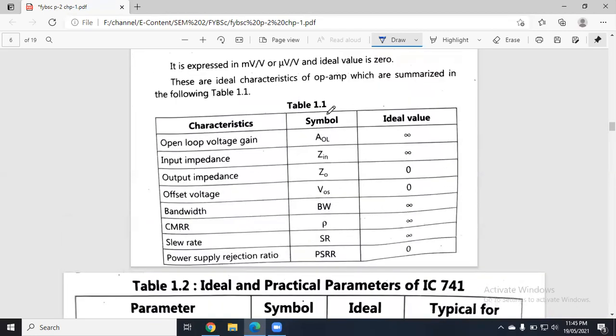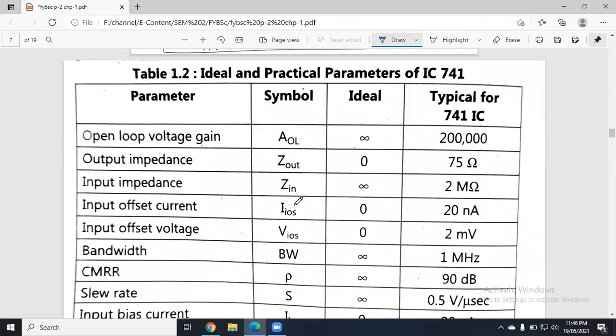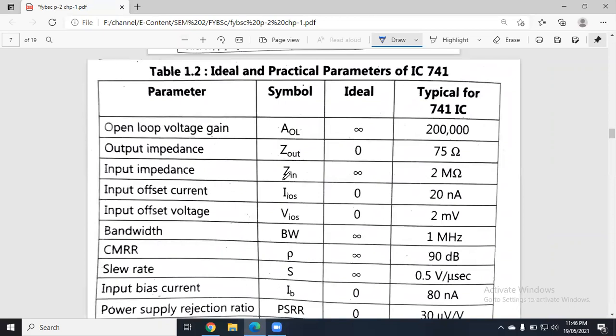So this is ideal. Okay, whatever we have seen right now are the ideal characteristics. Now we need to see the practical ones also. Correct. Now this table will summarize the ideal as well as practical characteristics. See here, there is the parameter, the symbol, the ideal value and the typical or practical value of IC741. I have told you what this IC741 is. It is an operational amplifier IC.